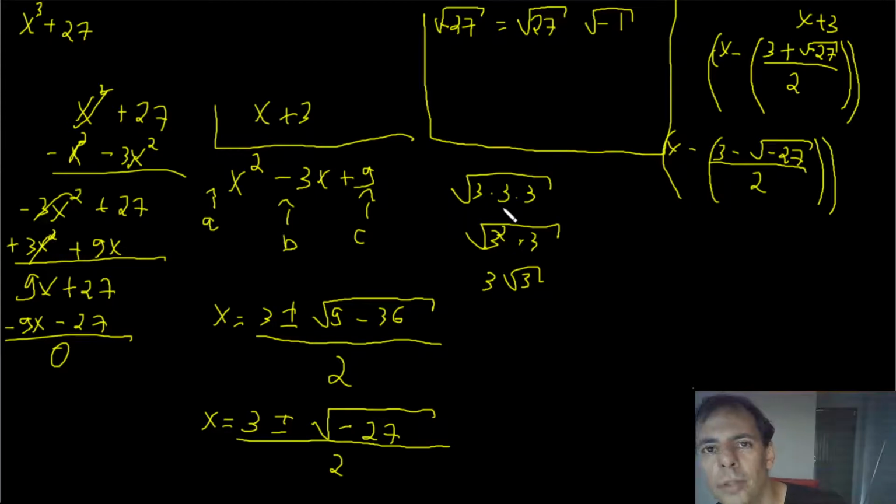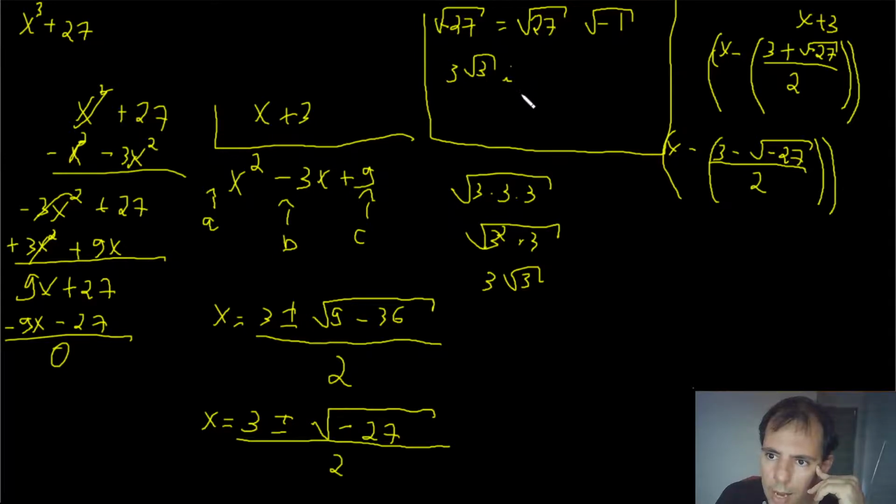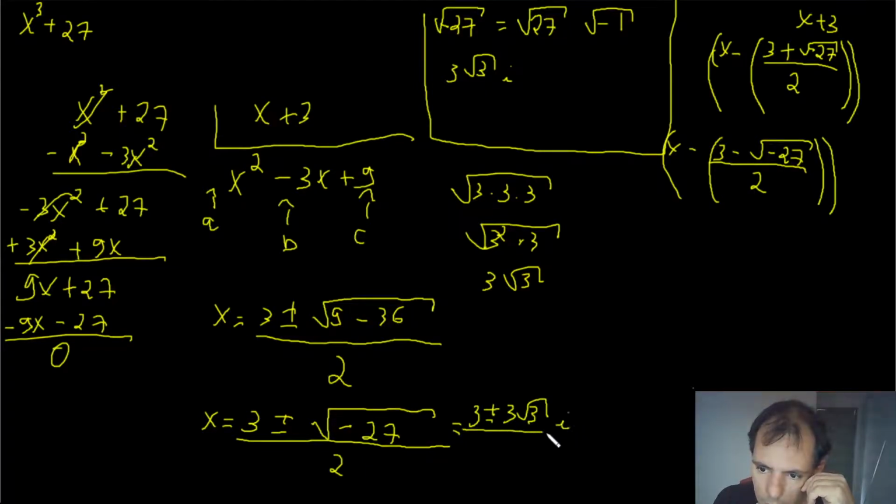For a number to come out, its power has to have the same value as the index of the root. So you got the 3 square root of 3 here, great. So you can say that the square root of minus 27 equals 3 square root of 3 i. Okay, so keeping that in mind, this is going to be equal to 3 plus or minus 3 square root of 3 i, divided by 2.